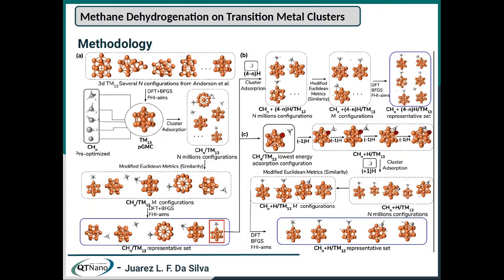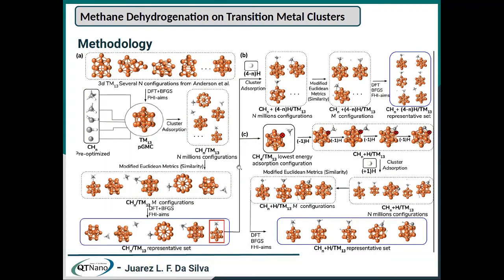For that, we use our previous knowledge from this type of cluster, where we obtain the PGMC for the adsorption of the pre-atomized molecule by using the cluster adsorption, which yields many configurations of our systems. Then, to reduce these configurations, we use a Euclidean matrix, a second in-house algorithm, to small numbers, to which DFT was applied, and which yields our first representative set.